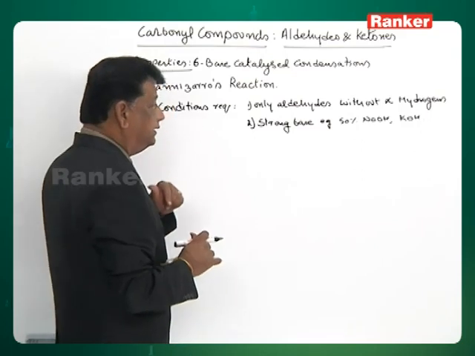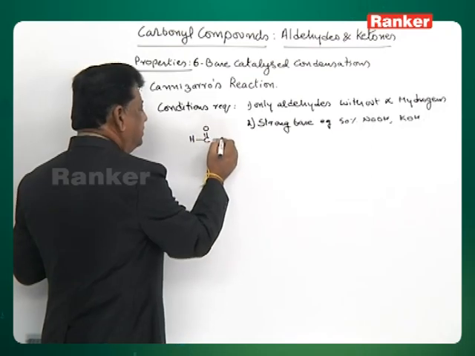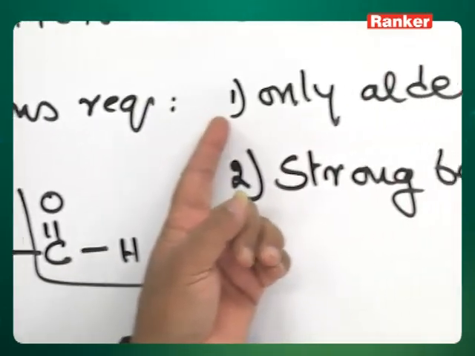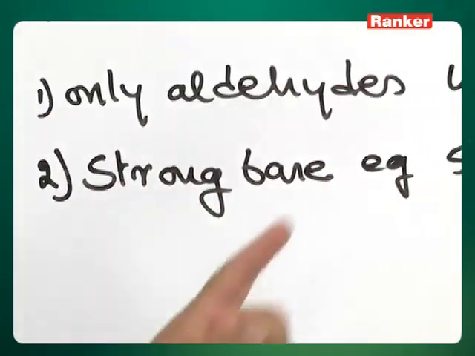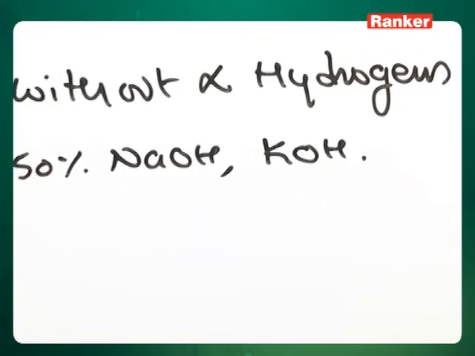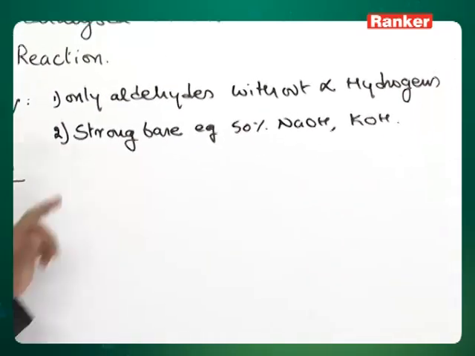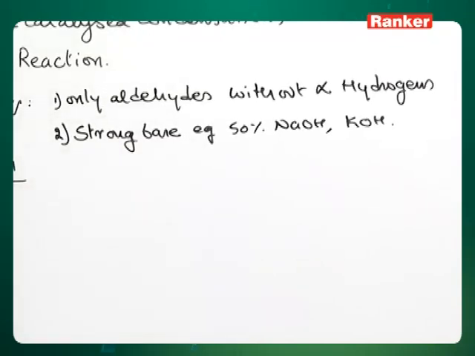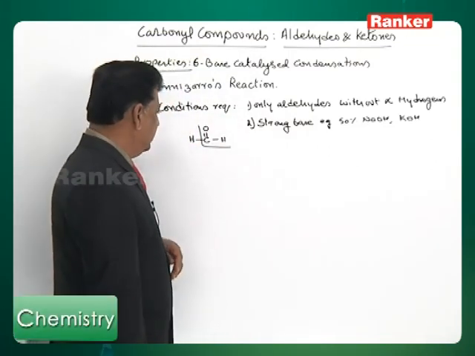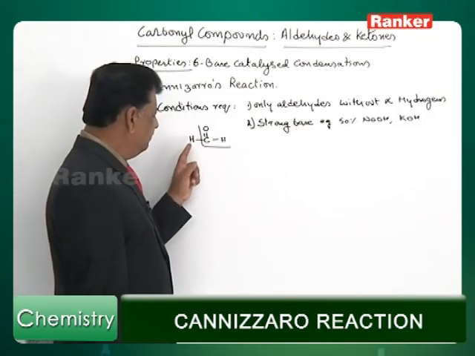Examples for aldehydes without alpha hydrogen: a carbon with the aldehyde function is there. So the first condition is only aldehydes, that too without alpha hydrogen. Alpha hydrogen should not be there. If alpha hydrogen is there, it undergoes aldol condensation. That is why here alpha hydrogen should not be there. The second condition is a strong base, which is common to the aldol condensation, that is a highly concentrated base like NaOH or KOH.